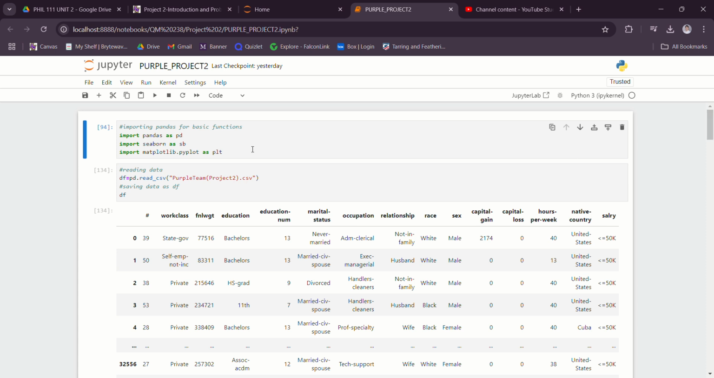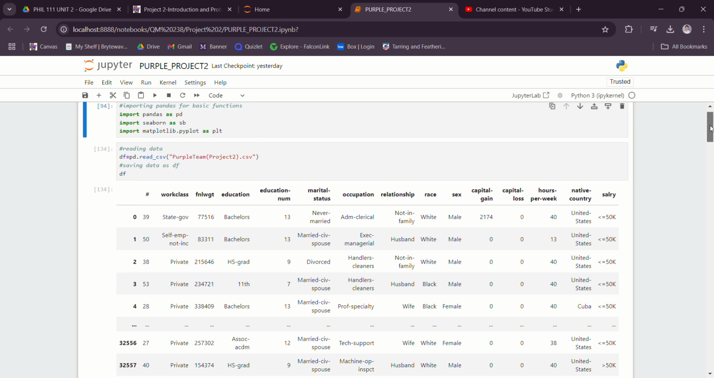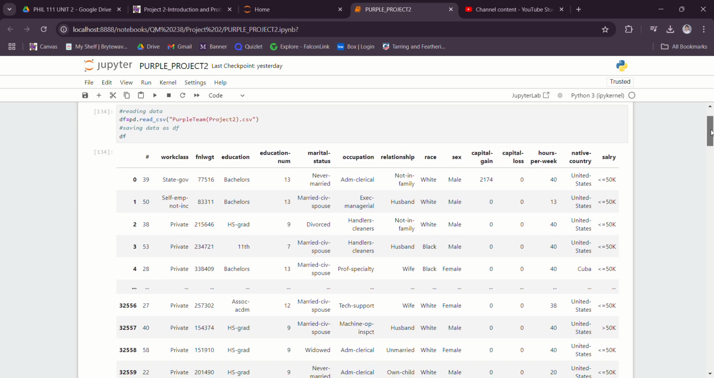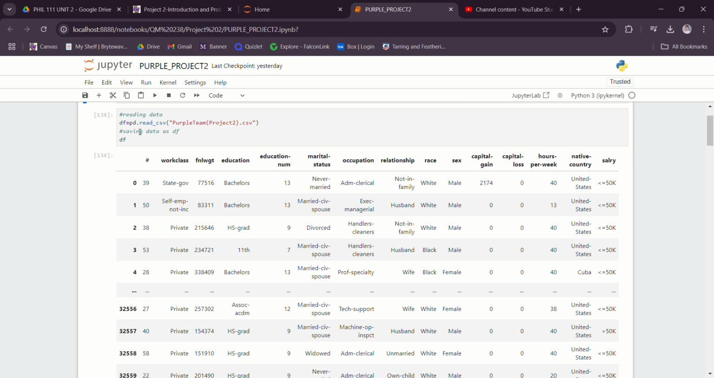So the first thing I did for my project was I imported all the basic functions I needed into Jupyter Notebook. So I imported pandas, I imported Seaborn, which I needed for my heat map and my box plot, and I imported matplotlib.pyplot for those graphs. So the next thing I did was I read the given CSV file by using pd.read_csv, and then I displayed that data frame.